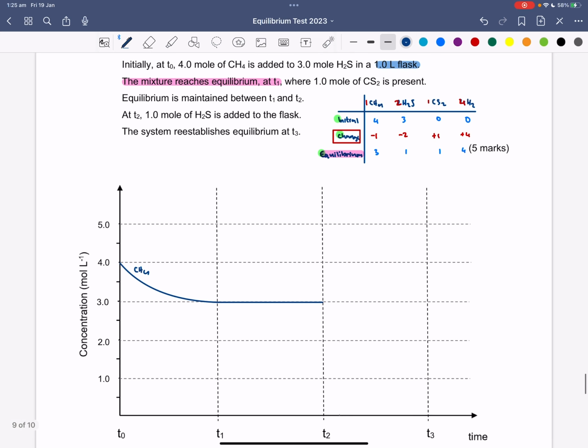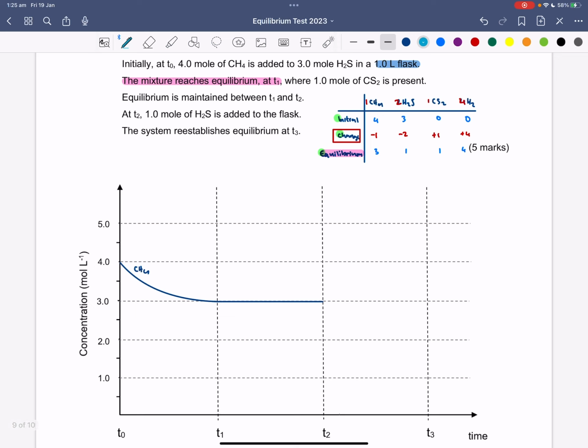What else did we have? We had H2S that started at 3 and finished at 1. So if H2S starts at 3 and finishes at 1, that will look something like this. And then it stays at equilibrium until T2. We'll label that H2S. Now, both of these started at 0. This one went all the way up to 1, so CS2 went up all the way to 1. So we'll draw it here, and right there. So same really as the other one.